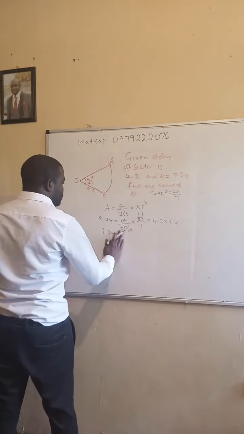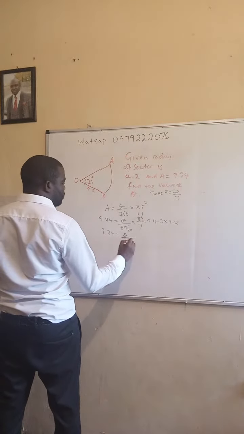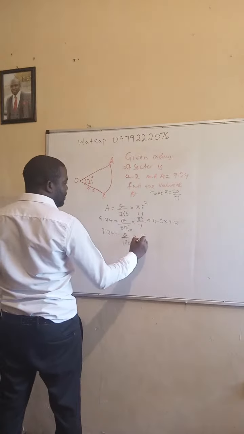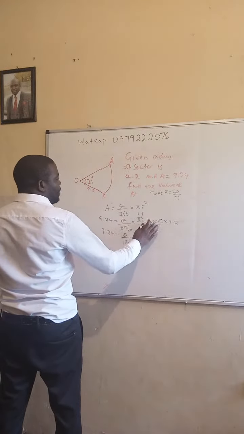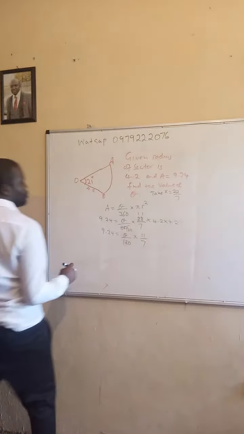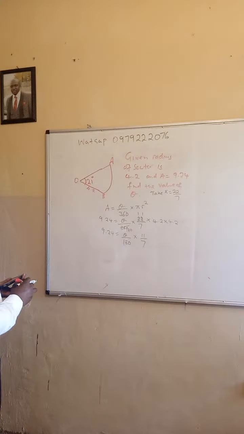So this one is not going to be like this. I have to remove this. So here we have theta over 180 times 11/7. What is this one times 4.2 times 4.2? What answer are we gonna get?